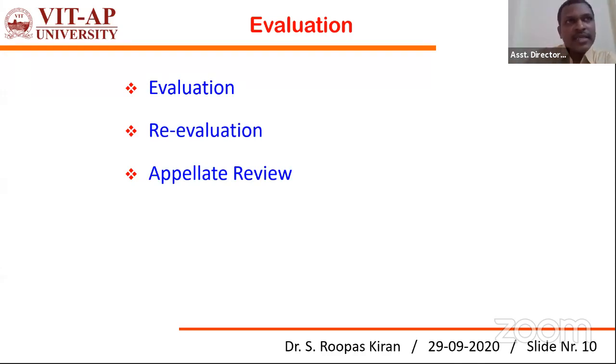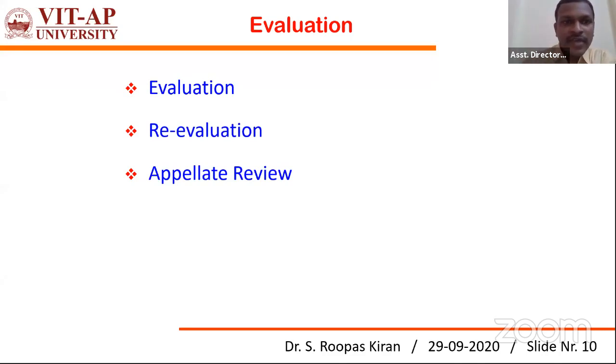If after completion of the reevaluation it is still not at a satisfactory level, like the answer is completely full, there is nothing wrong in it, but still some kind of oversight happened, the student is given another option to represent his so-called grievance. It is called appellate review, where the student can apply in VTOP itself, immediately after completion of the reevaluation process, uploading all the valid proofs.